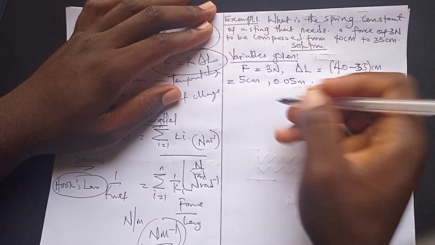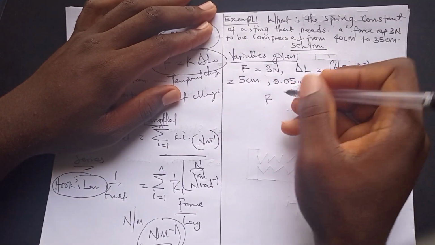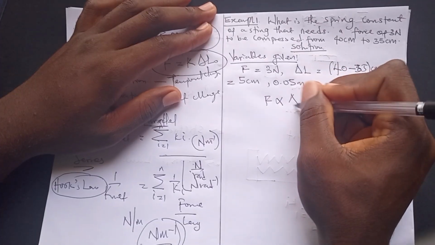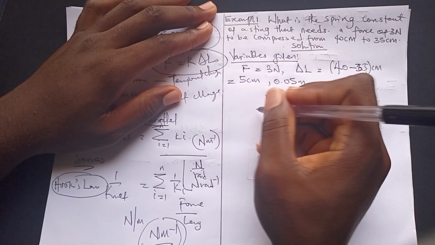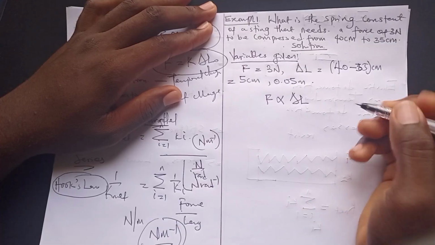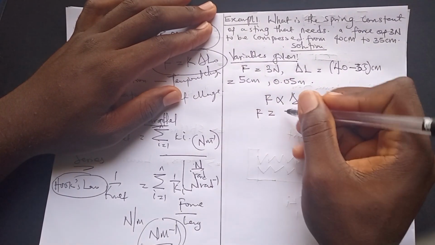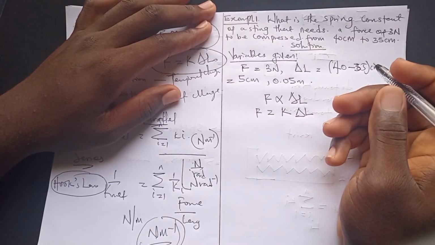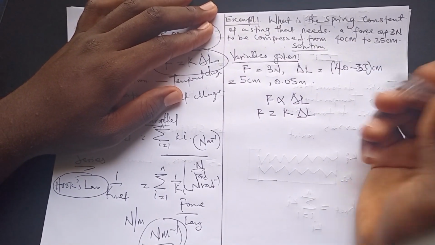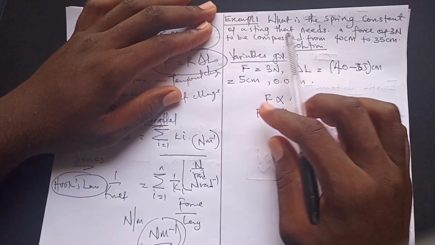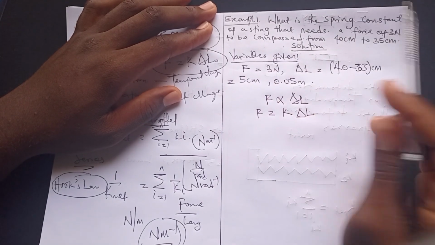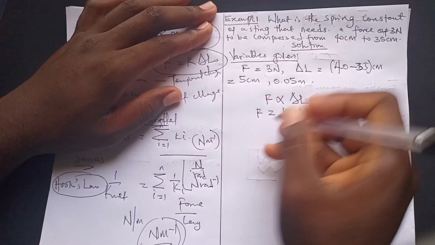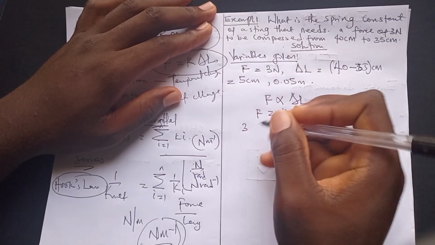Now, introducing Hooke's law, which states that the force applied is directly proportional to the change in length. If we introduce the constant, which is the stiffness, we have force equal to K times change in length. So from the question, we are asked to find the spring constant, which is K. The value for force is 3 Newton.